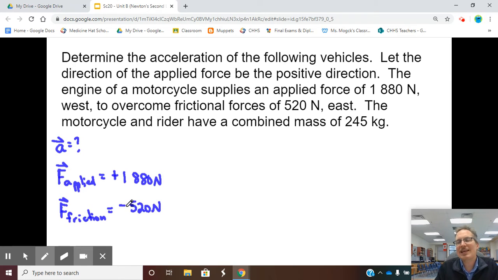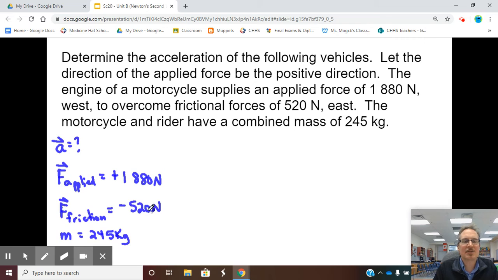And normally we would say east is positive, west is negative. However, they told me in here the applied force is going to be positive. And this is my applied force. So it's positive. They also told me that the rider and motorcycle has a mass total of 245 kilograms.